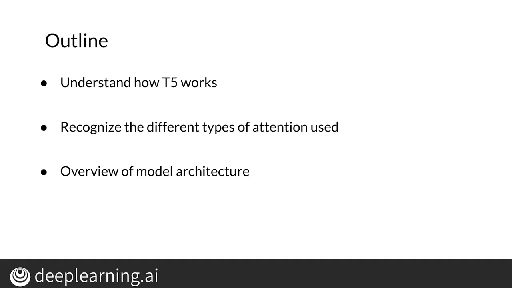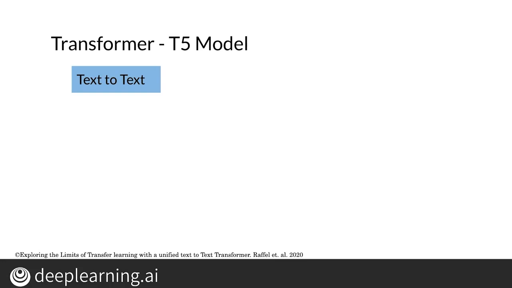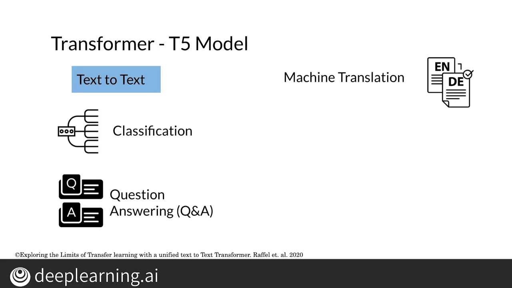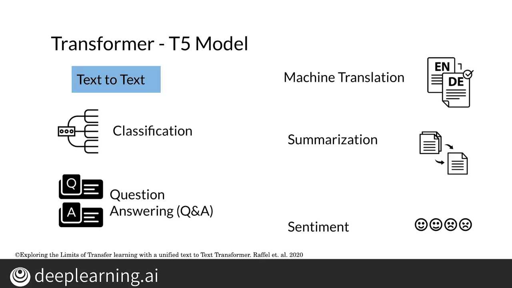So you're going to understand how T5 works. Then you're going to recognize the different types of attention used and see an overview of the model architecture. So the T5 transformer is known as the text-to-text transformer, and you can use it in classification. You can use it for question answering to answer a question. You can use it for machine translation. You can use it for summarization, and you can use it for sentiment. And there are other applications that you can use T5 for, but we'll focus on these for now.